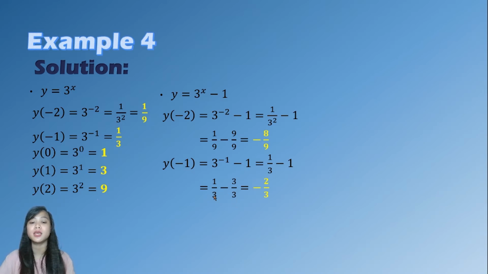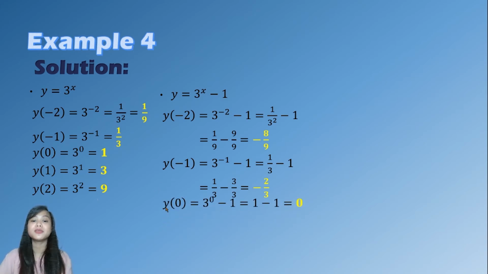So your LCD here is 3. That's why we have 3 over 3. So since they have the same denominator, let's just simply subtract your numerator. So 1 minus 3, we have negative 2. Copy the denominator, which is 3. So we have negative 2 over 3 for the value of your y of negative 1.